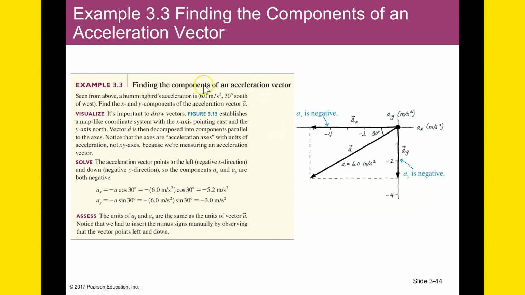All right, example 3.3, finding the components of an acceleration vector. Seen from above, a hummingbird's acceleration is 6 meters per second squared, 30 degrees south of west. Okay, that's the acceleration vector. It gives me the magnitude, 6, and the direction, 30 degrees south of west. Find the x and y components of the acceleration vector A. Now, this will give us a really good chance to use what I'm recommending to you. It's the method I learned at Georgia Tech from a particular professor that turned out to be really awesome.